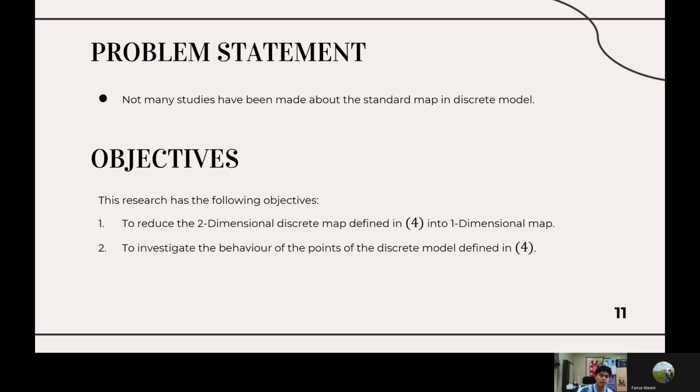Our problem statement: there is a lot of research on the standard map in the cylinder phase space, but not many studies by researchers on the standard map in the discrete space. That's why we use this model. We want to investigate whether the dynamics of the points in the standard map behave the same as in the cylinder phase space, and how the dynamics of island chains differ compared to the cylinder phase space, as our research uses the discrete space.